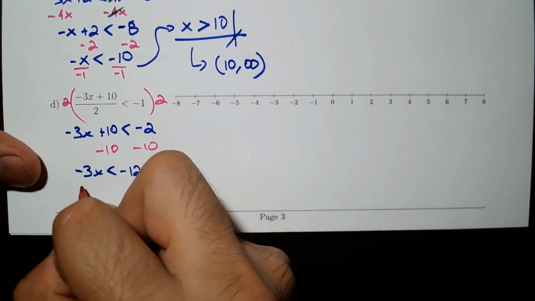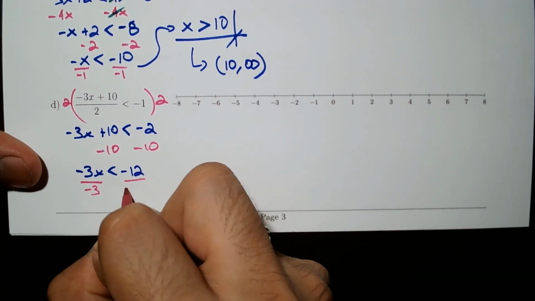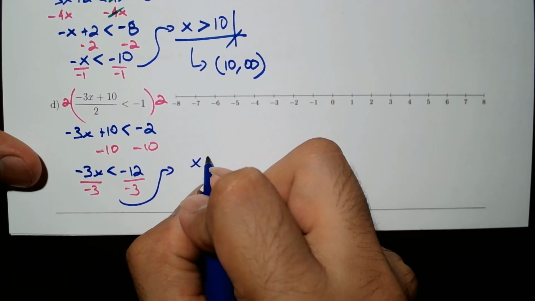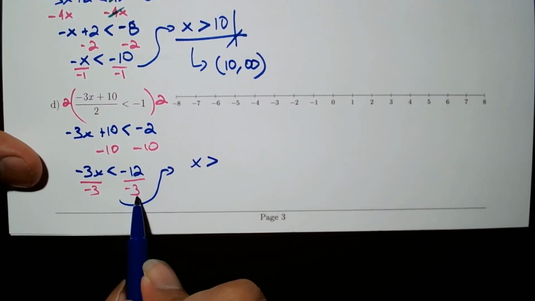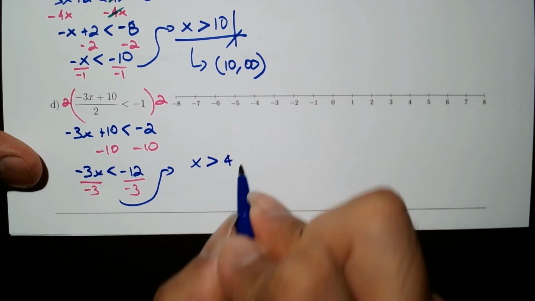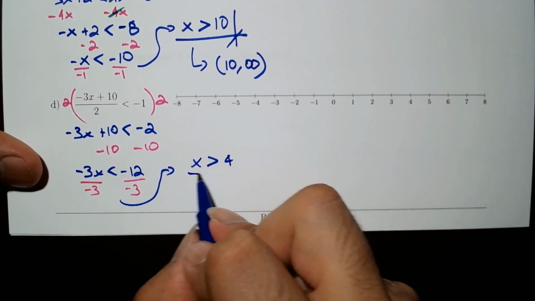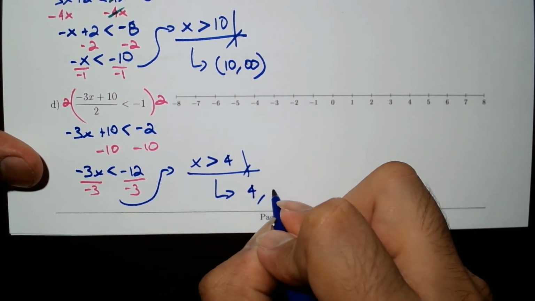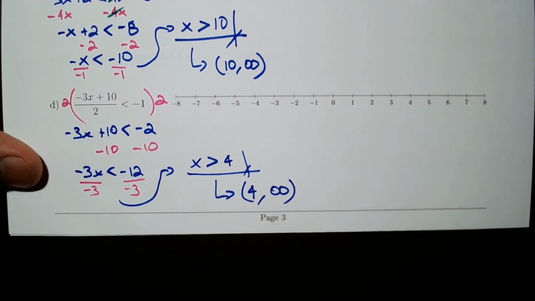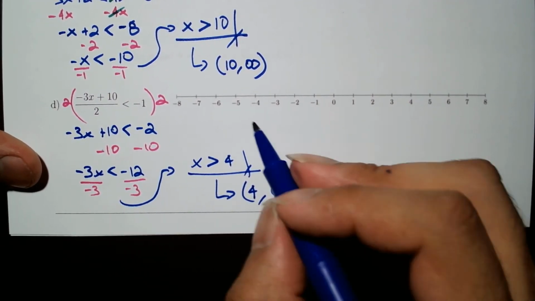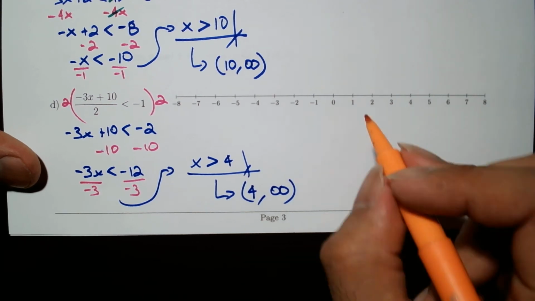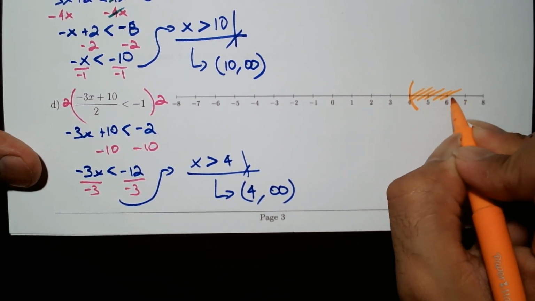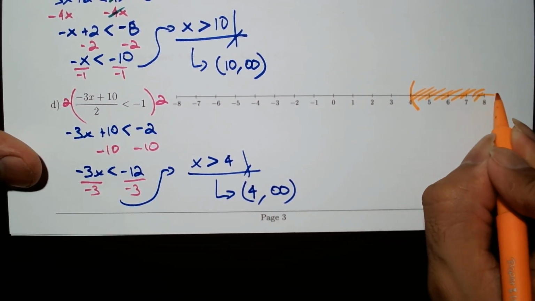And in this case we need to divide by a negative number. To do so, we need to reverse the inequality sign, and negative 12 divided by negative 3, that's a positive 4. Which in interval notation, this is 4 all the way to infinity. Alright, so we're going to locate the number 4, which is right here, and shade everything to the right.